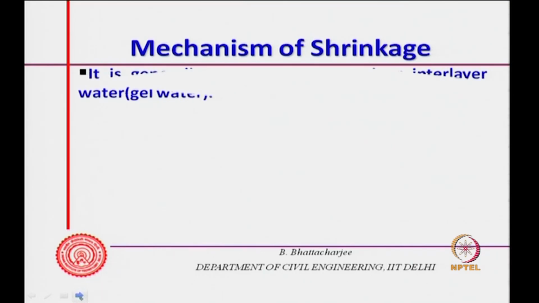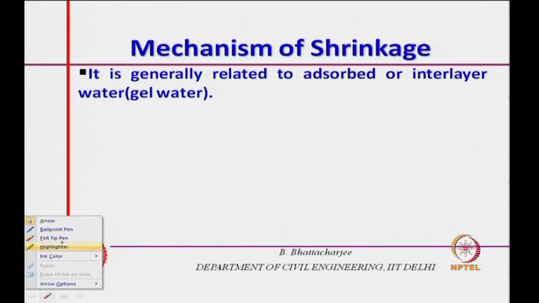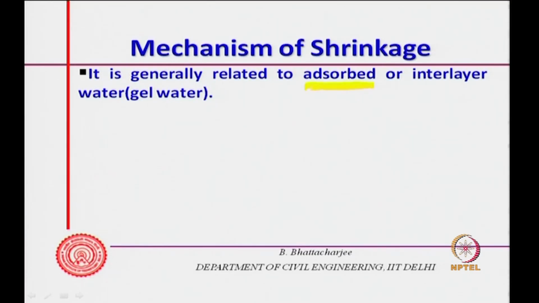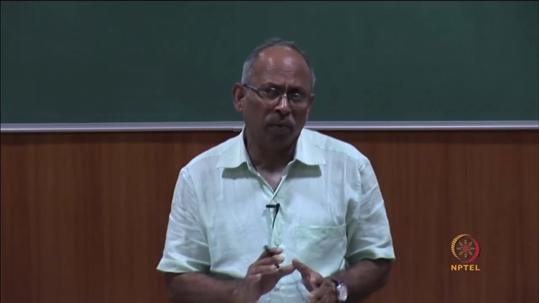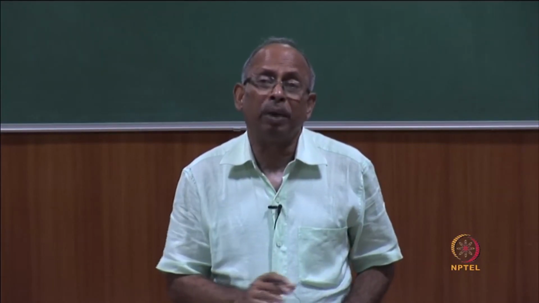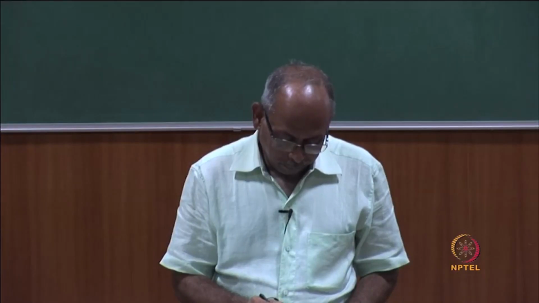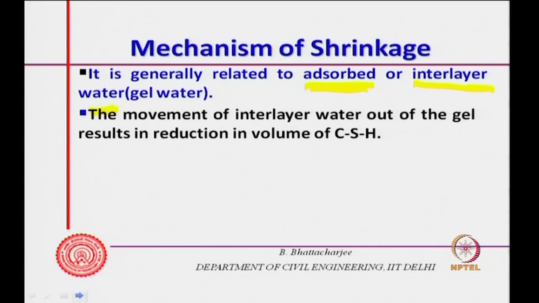So, mechanism of shrinkage. Like creep, it is generally related to adsorbed or interlayer water. That is why they are usually dealt with together, shrinkage and creep, and they have a similar sort of related mechanism with respect to the microstructure of concrete. So, this is related to adsorbed or interlayer water.